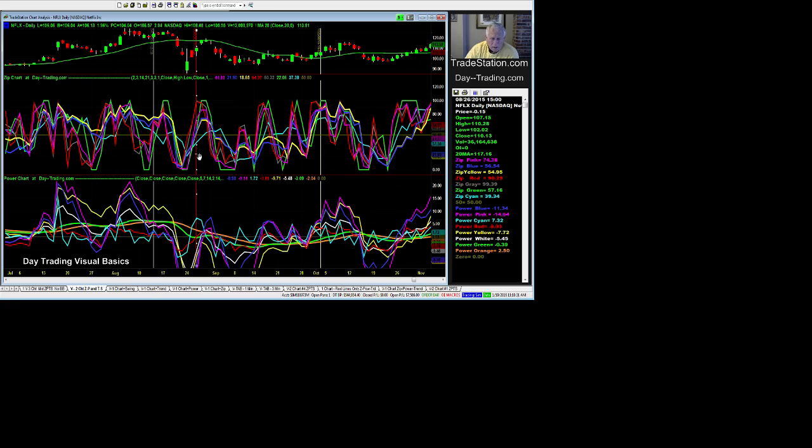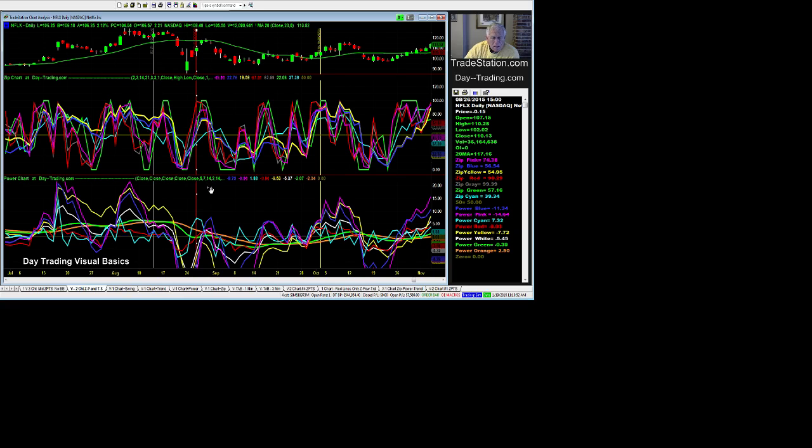I said that wrong earlier, forgive me. Zip Cyan is now the lowest, and in theory it's going up. We do have an issue in that we are in a downtrend, and I've indicated to you earlier that you want to be in an uptrend.